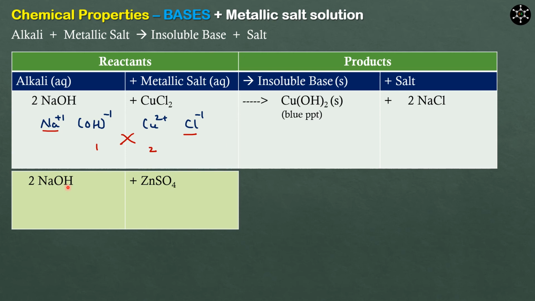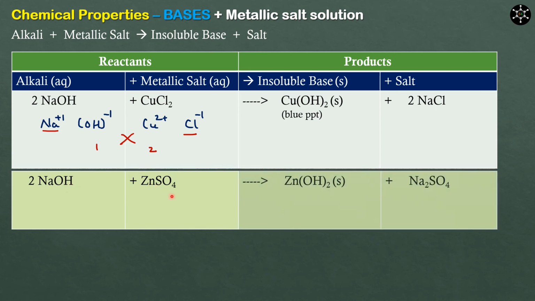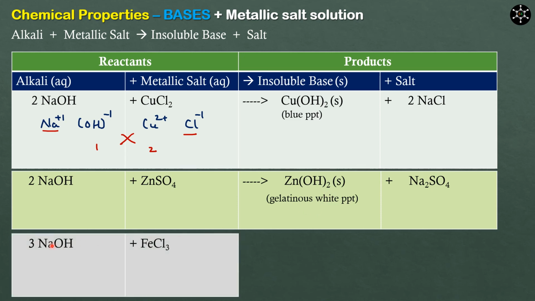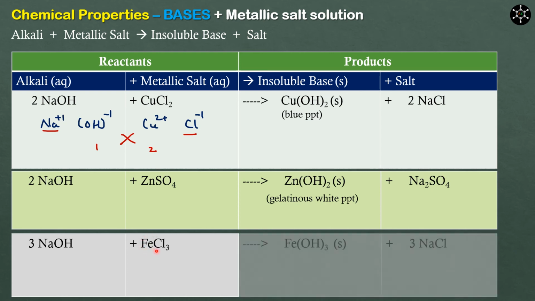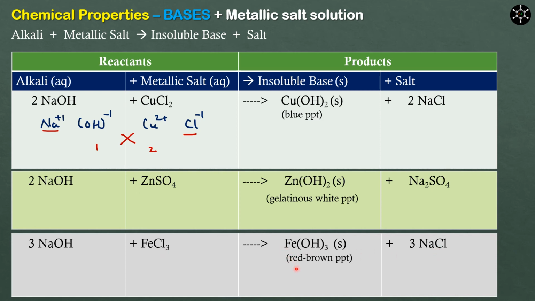When sodium hydroxide is treated with zinc sulfate, we get zinc hydroxide precipitate and sodium sulfate solution. Zinc hydroxide is a gelatinous white precipitate. In the same manner, when sodium hydroxide is treated with ferric chloride, because iron is in +3 oxidation state, it gives us ferric hydroxide precipitate and sodium chloride salt. Ferric hydroxide is a reddish brown precipitate.